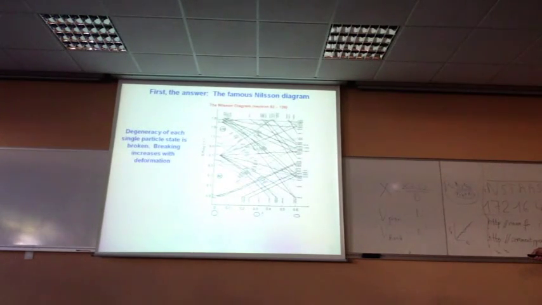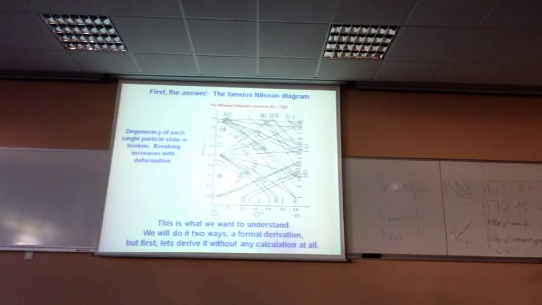If I picked the deformation at point 3 and showed these levels, that would be the equivalent of showing the independent particle model for 0 deformation. It's just convenient to show everything all at once. Okay. So we want to understand this. We're going to do it in 2 ways.